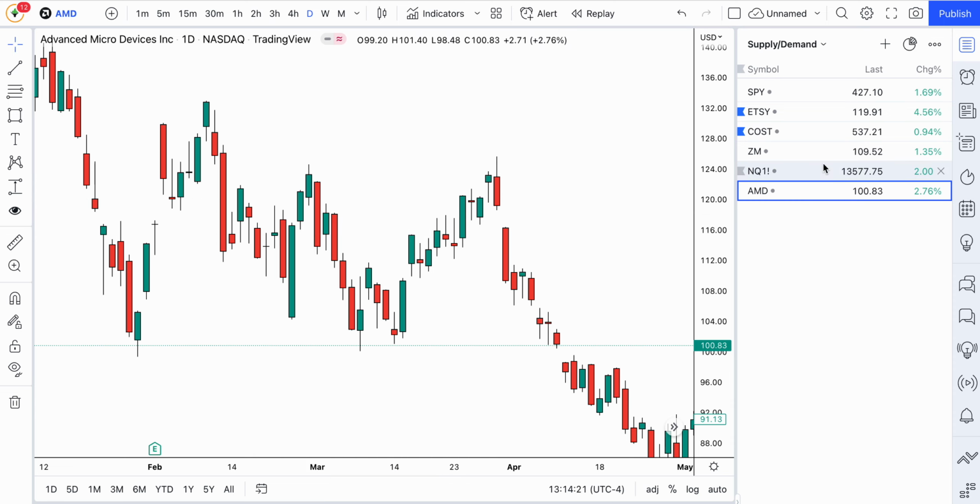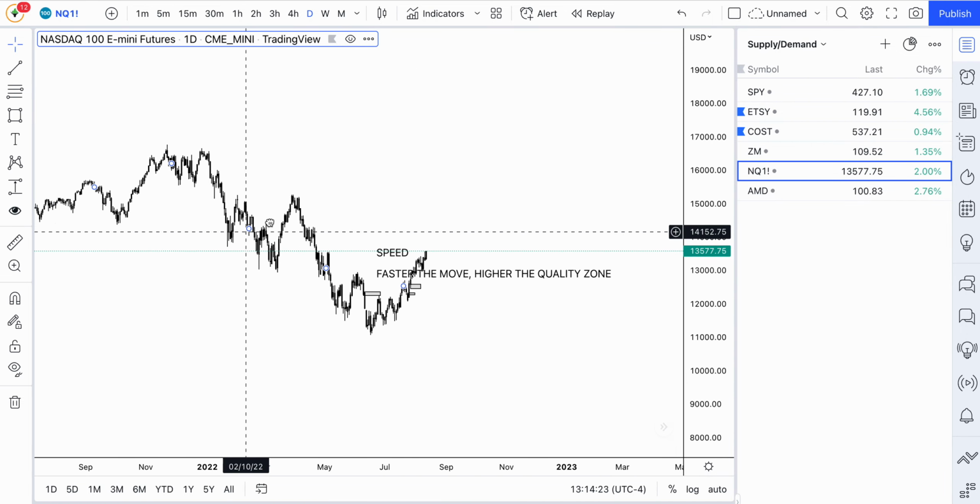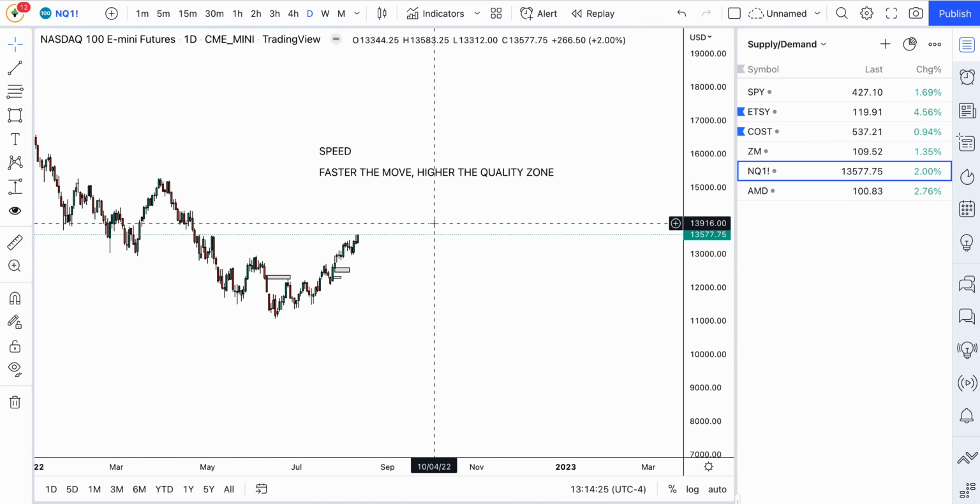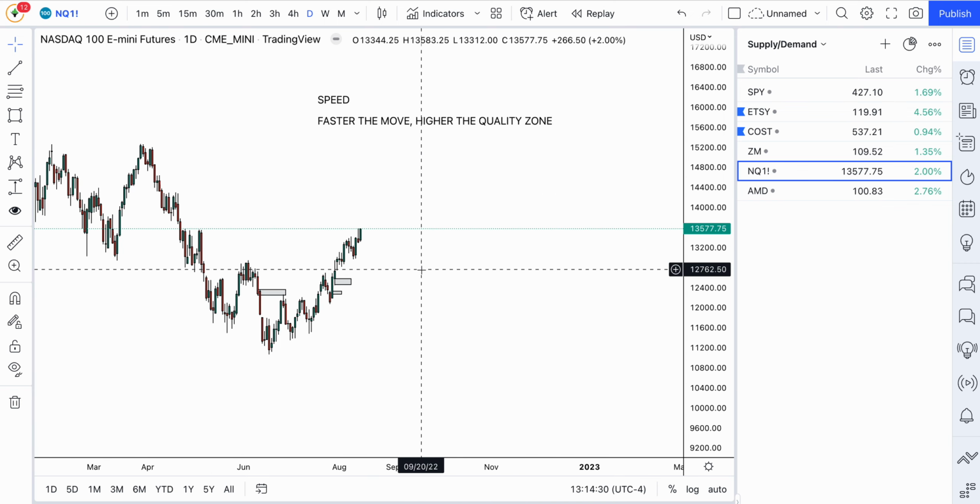So again, going back to NQ, speed, faster the move, higher the quality zone. So you only want to stick with high quality zones, fast price action, and that's how you're going to get the best results with supply and demand.